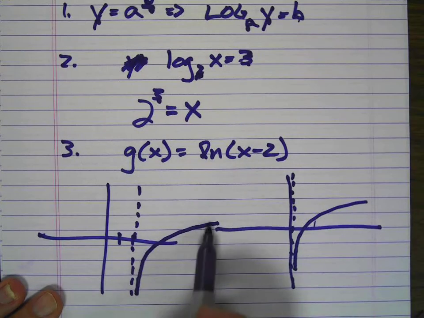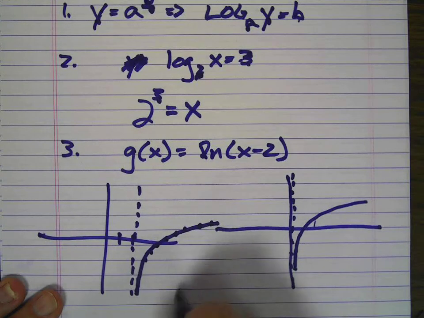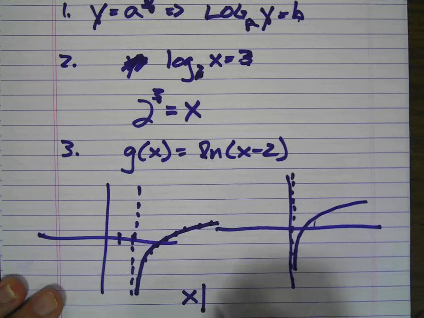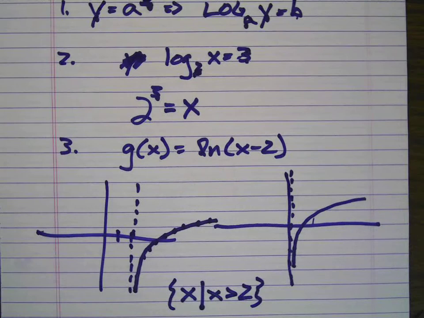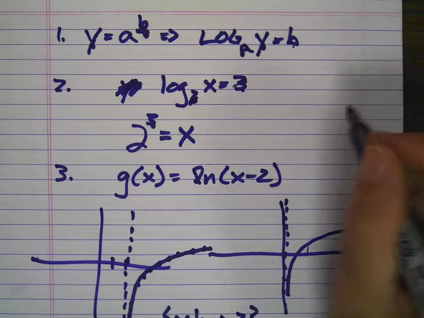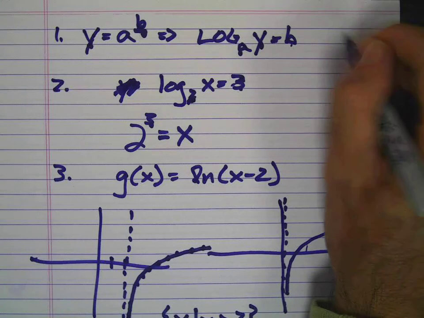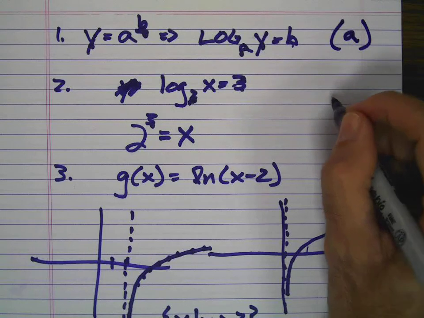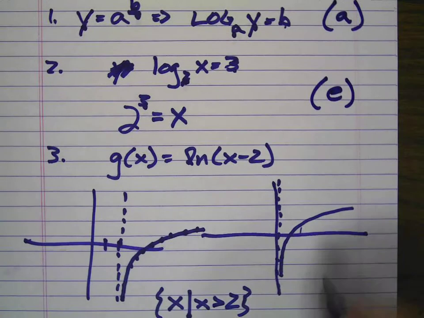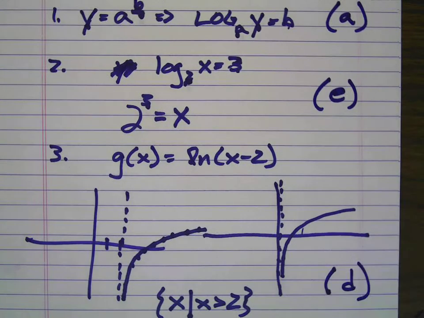So the domain, you can see that all of the x-coordinates of this curve are to the right of this point. So the domain is x such that x is greater than 2, which is D in the multiple choice. Number 1 is A in the multiple choice. Number 2 is E in the multiple choice, and number 3 is D in the multiple choice.